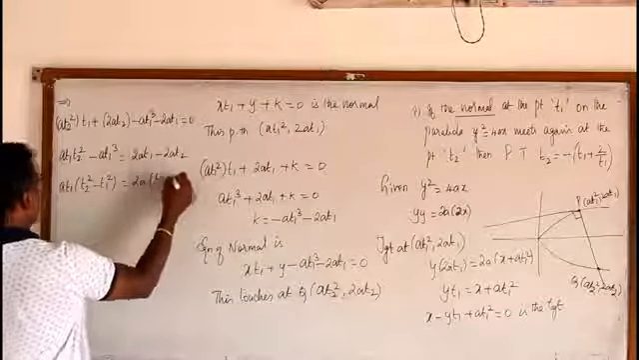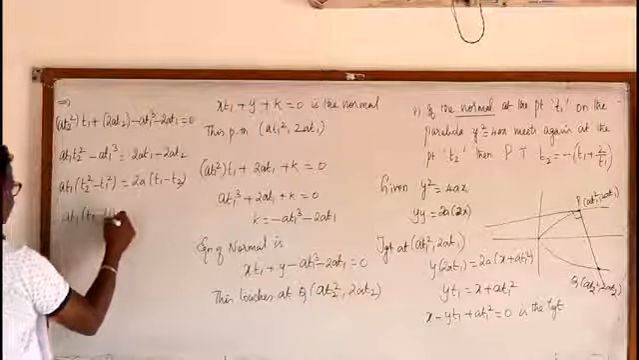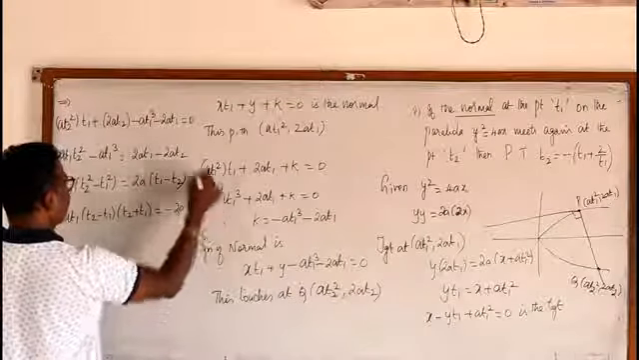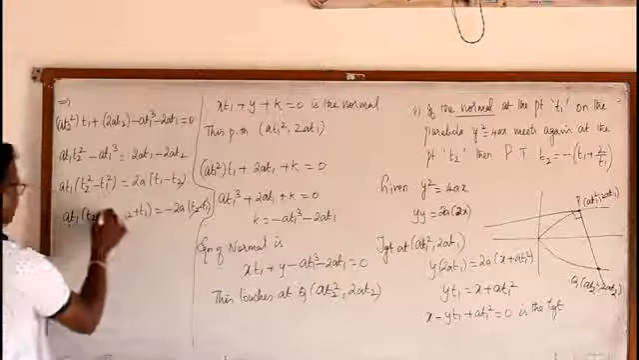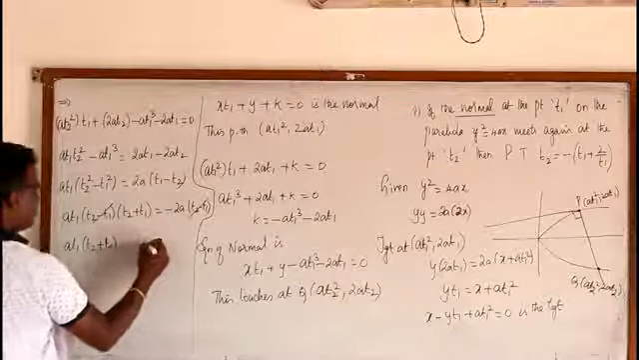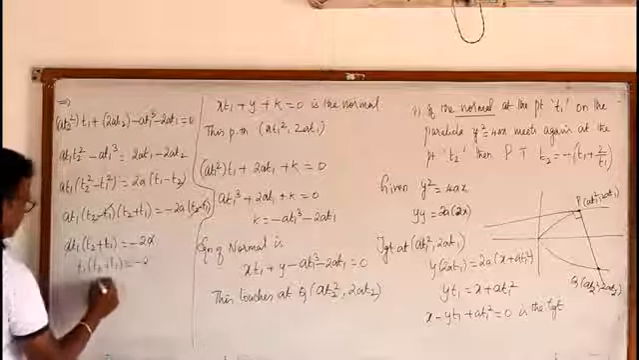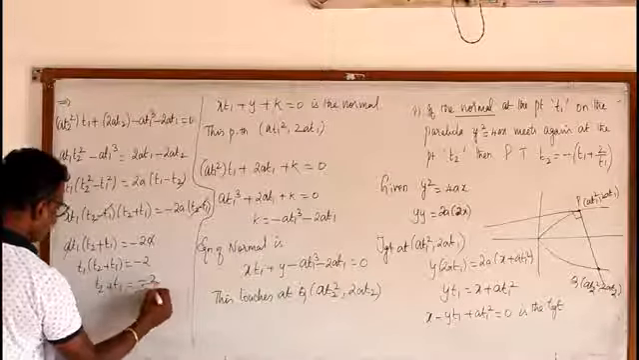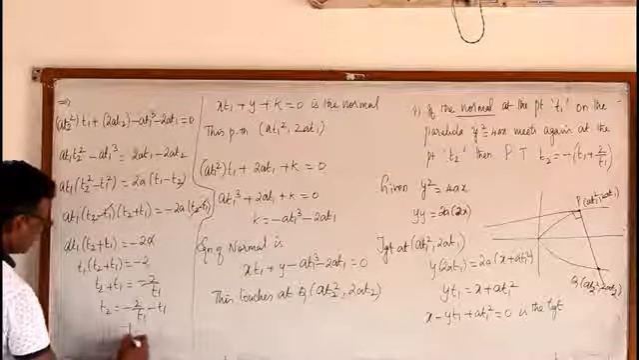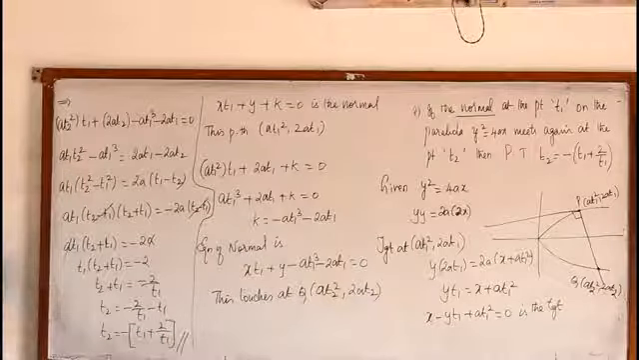If I take 2a out, t2 minus t1. If I take at1 out, then it is t2 minus t1 into t2 plus t1. Then 2a into t2 minus t1 with a minus sign. So I will be getting t2 minus t1 and t2 minus t1 cancels. So at1 into t2 plus t1 is minus 2a. a can be cancelled. t1 into t2 plus t1 is minus 2. It is t2 plus t1 is minus 2 by t1. Then t2 is minus 2 by t1 minus t1. Then t2 is, taking the minus sign out, minus of t1 plus 2 by t1. So we proved it. With that, this problem is proved.